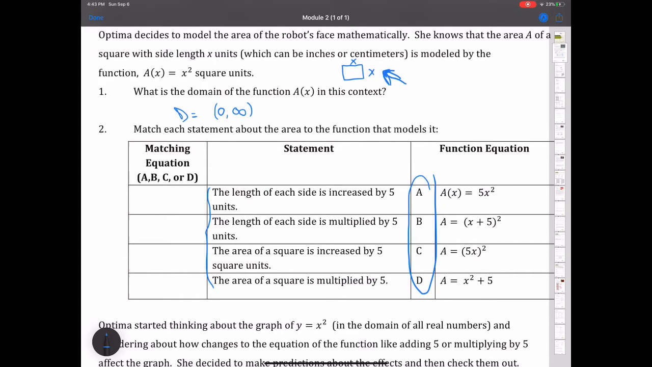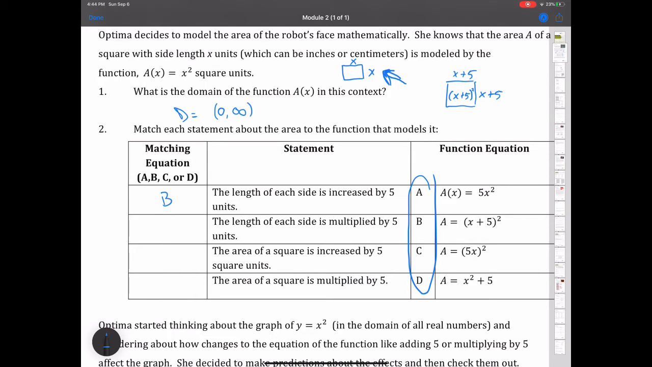So let's go through these and talk about them. The first one says the length of each side is increased by 5 units. Well, if I think about the length of each side, it is x, so if I'm going to increase it by 5 units, that's just x plus 5 and x plus 5. Because of that, my area now is x plus 5 times x plus 5, or more simply, x plus 5 quantity squared. So we know that this first one is B.